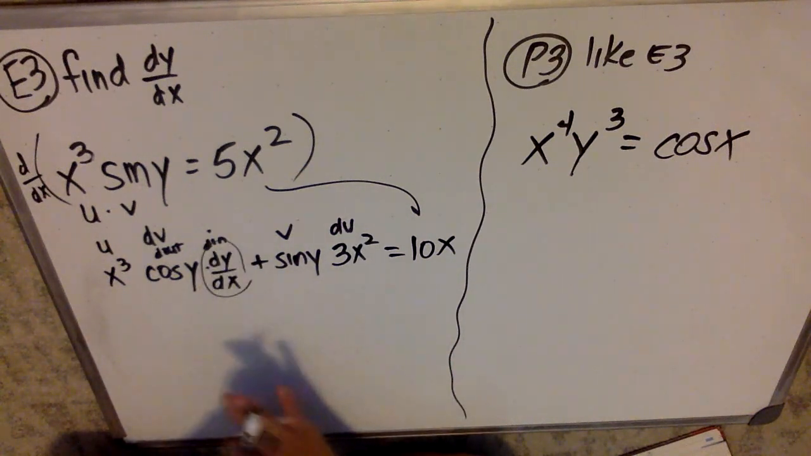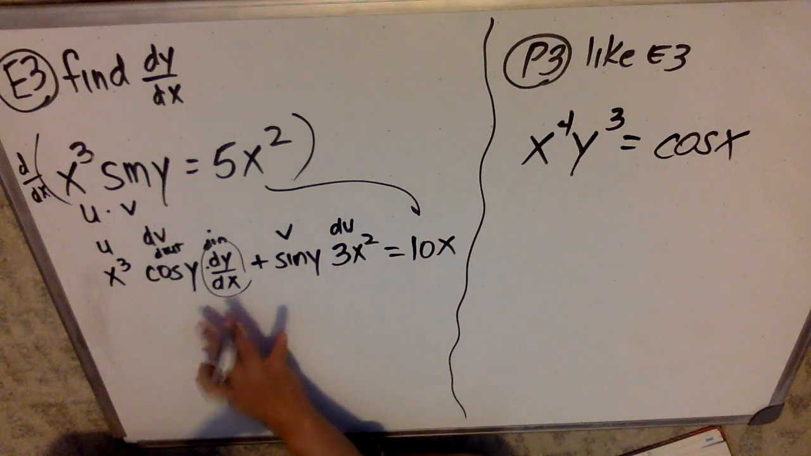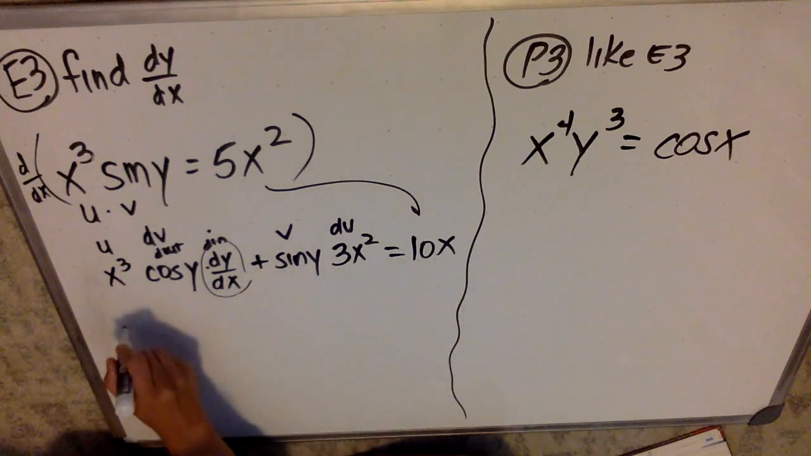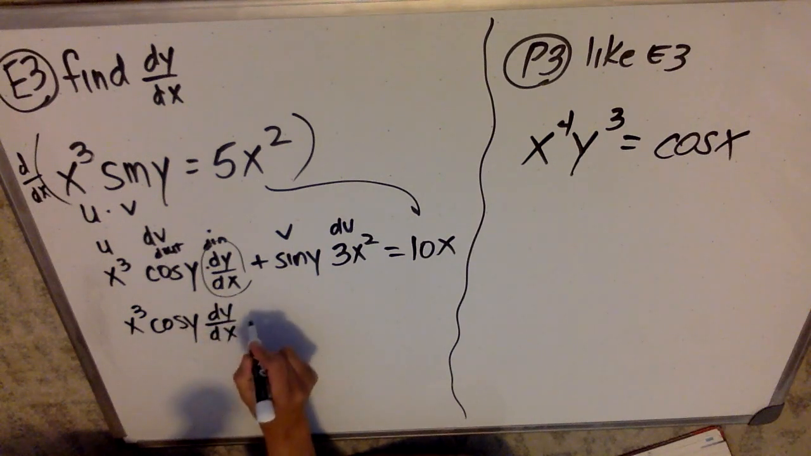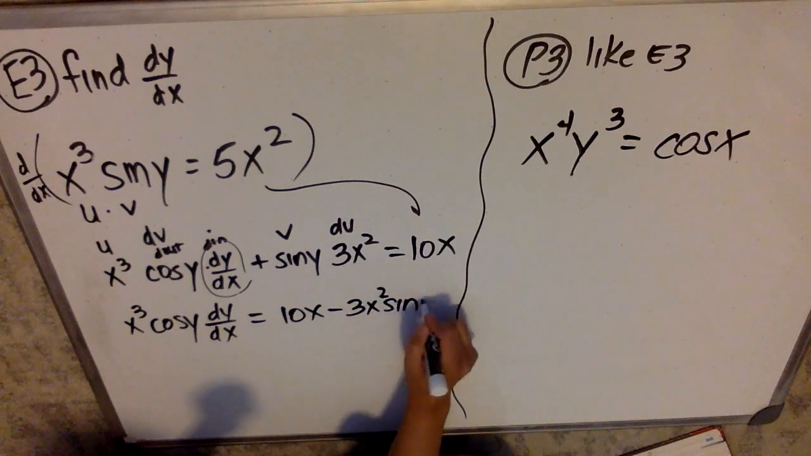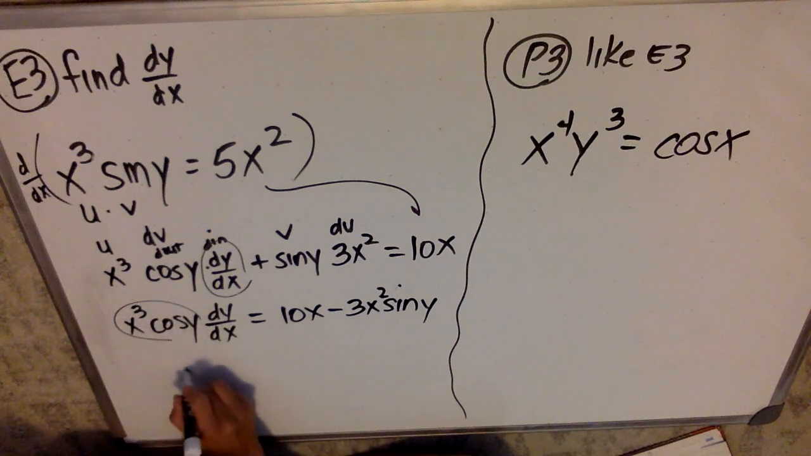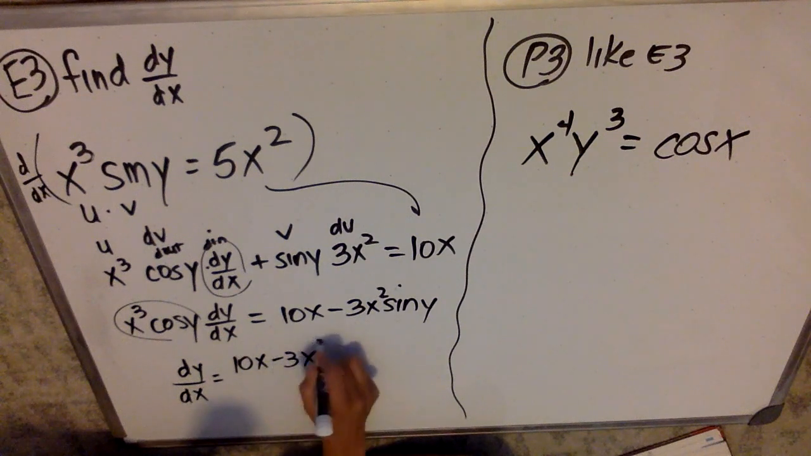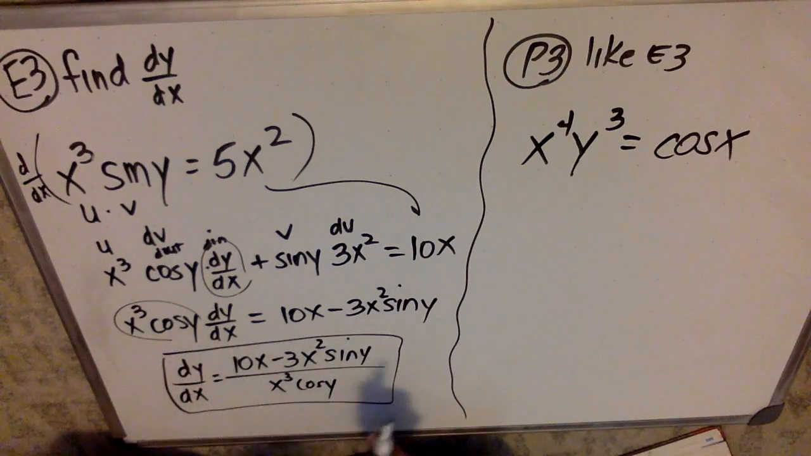So in order to do that, remember everybody else just behaves like a number. Since this whole quantity is being added to this expression, I'm going to subtract it over. If you want to clean it up first, you totally can. I'm not going to. I'm just going to clean it up when I move it over. So I'm going to subtract that over and get a 10x minus, I'll put the 3x squared at the front of the sine y. And then since this is a multiplication, I want to divide that to solve for my dy dx. So my dy dx is going to be 10x minus 3x squared sine of y, all over x cubed cosine of y. And that's as nice as it gets. There's not much better that you can do there.